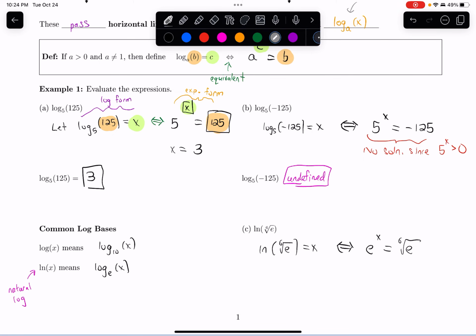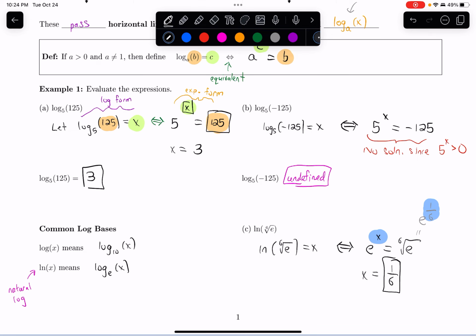I could rewrite the 6th root of e as a power, right? Because a 6th root is a fractional power. It's e to the 1 over 6. So I got e to the x equals e to the 1 over 6. Those exponents have to be the same. This exponent has to match this exponent. So my x equals 1 over 6. That's what ln of the 6th root of e is. It is just 1 over 6, and we got the value.